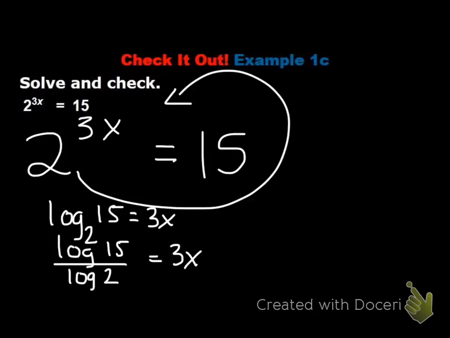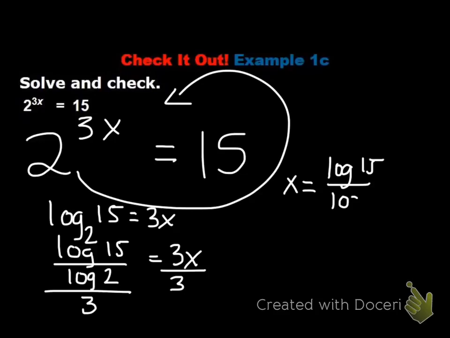So how do I get rid of that 3 that's next to x? Divide by 3. So everything is divided by 3. So that tells me x equals log 15 divided by log 2, and then whatever that number is, divided by 3. And you should get 1.302.